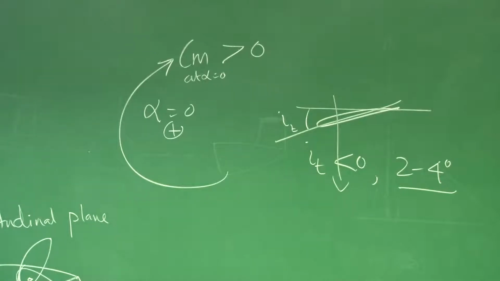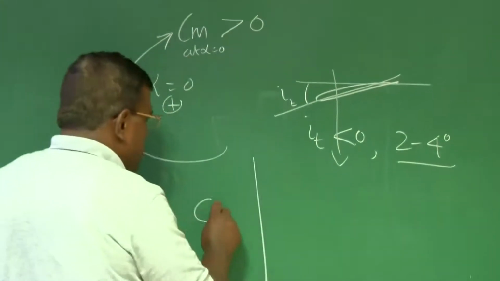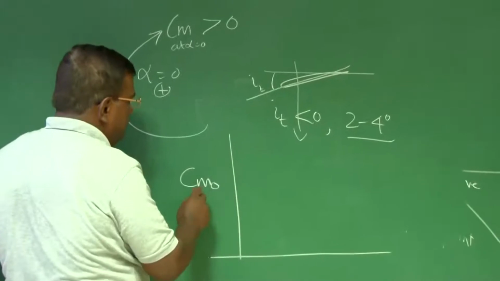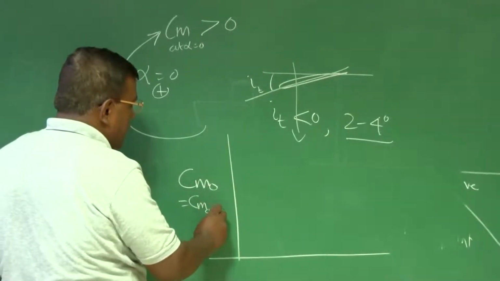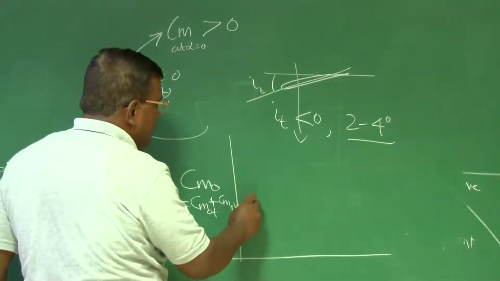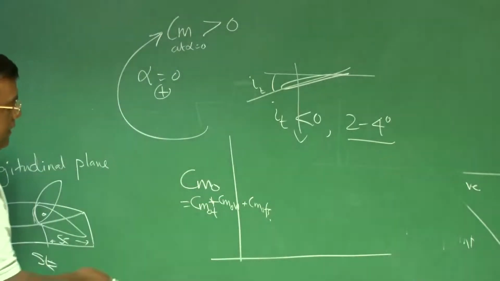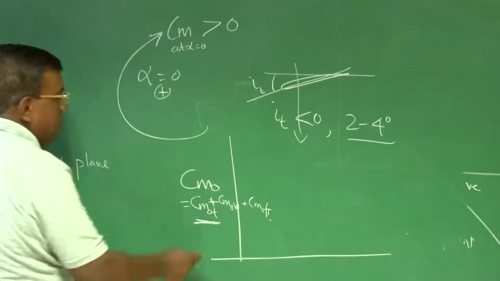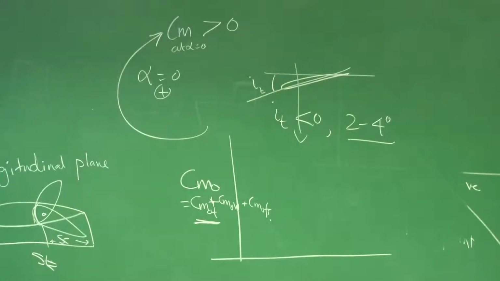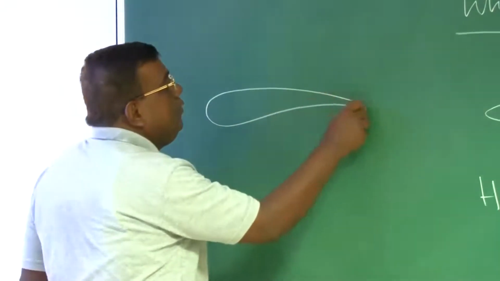You also know that when you are talking about Cm naught, it can come from Cm naught tail primarily, Cm naught wing, and a very small Cm naught fuselage. So the message is, maximum Cm naught comes from the tail setting angle. You can also get Cm naught positive from the wing if I have a cambered aerofoil wing.